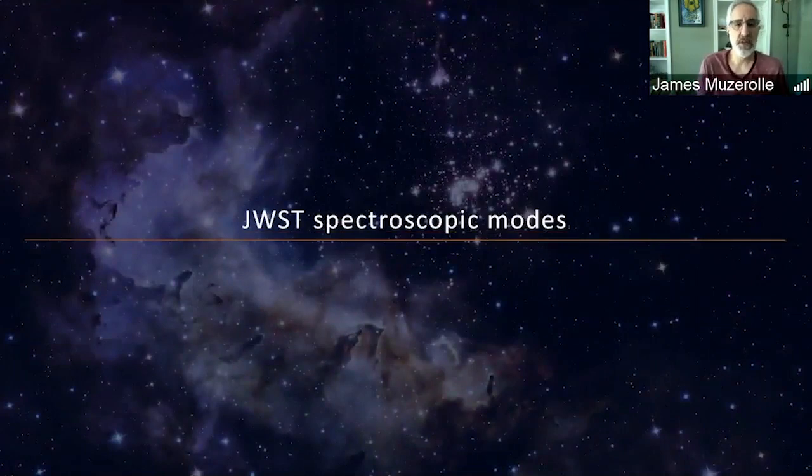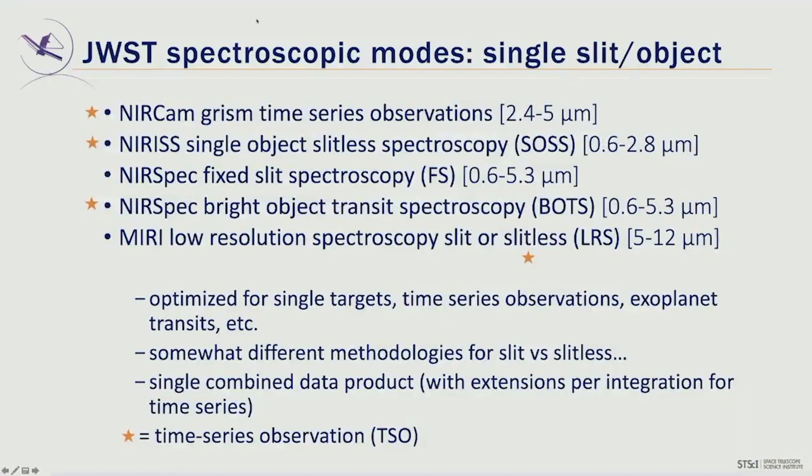Before we get to that, just so that everyone's on the same page, and to put everything into context, I just wanted to do a quick overview of all of the many spectroscopic modes that JWST has to offer. For convenience's sake, I've grouped these into three categories that roughly depend on how the pipeline treats the data.